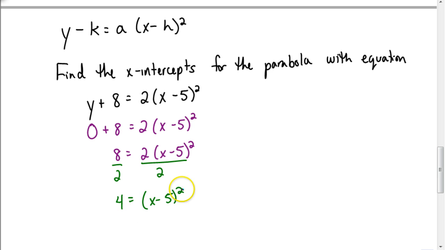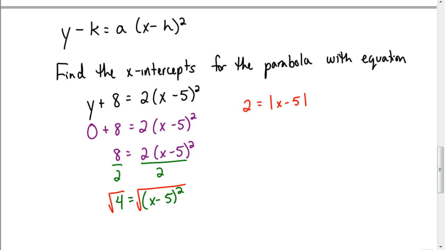So I'm going to divide both sides by 2. And now I can get rid of the square by taking the square root of both sides. And the square root of 4 is 2. I'm going to write this over here now. But now, just like before, the square root of x squared was the absolute value of x. The square root of this whole chunk, the x minus 5 being squared, would be the absolute value of x minus 5. So the square root of x minus 5 being squared is that absolute value of x minus 5.